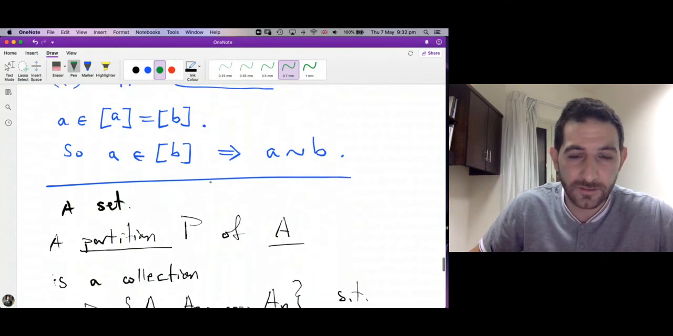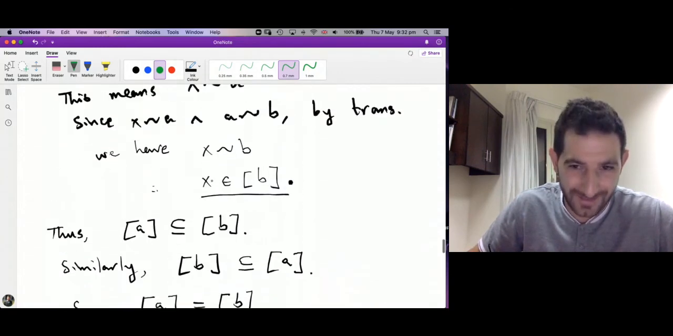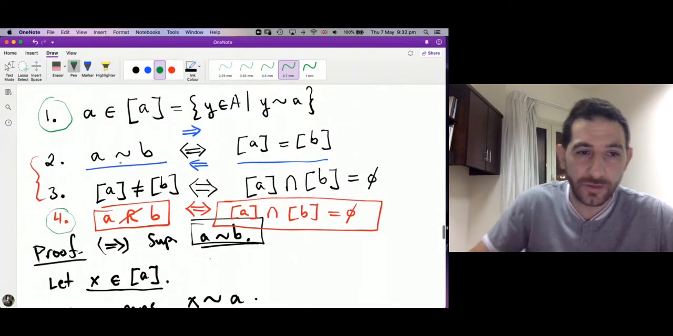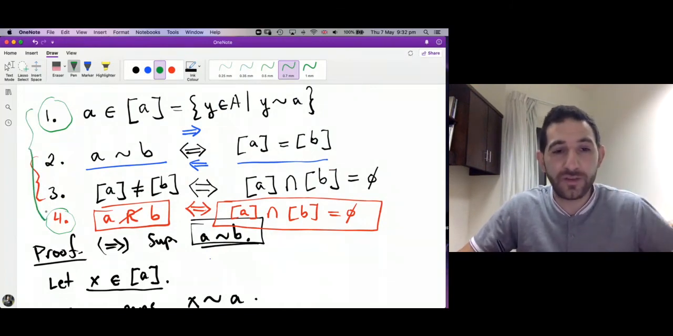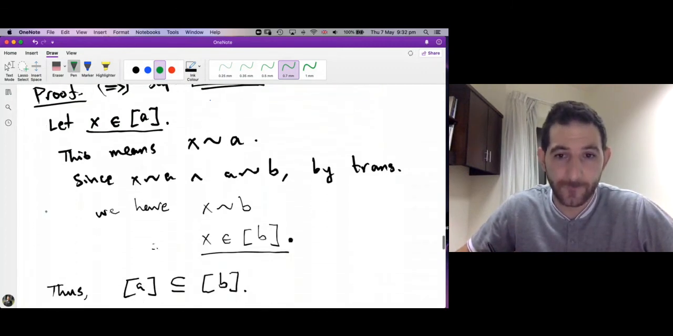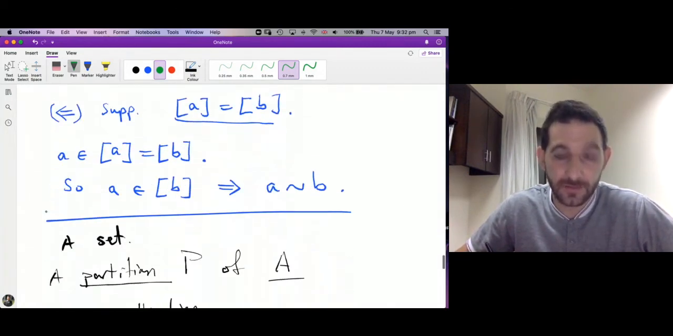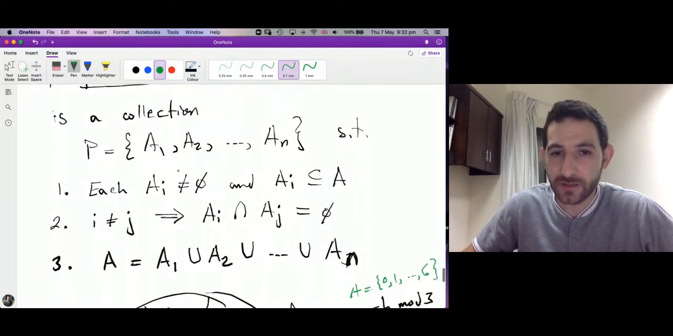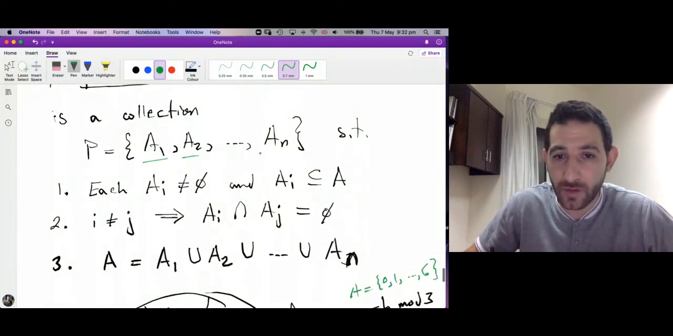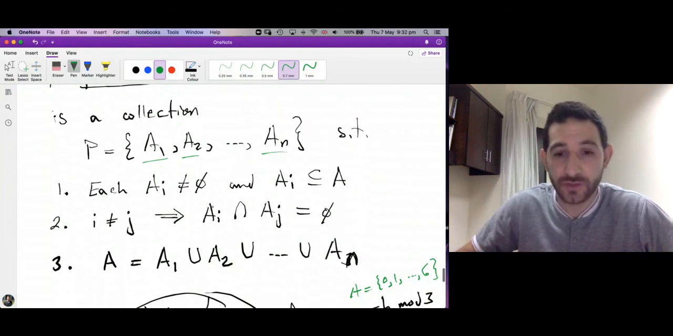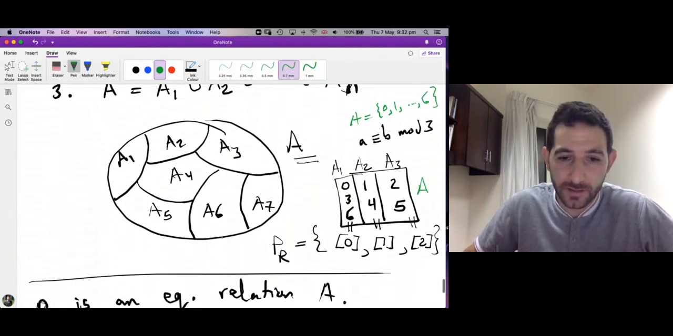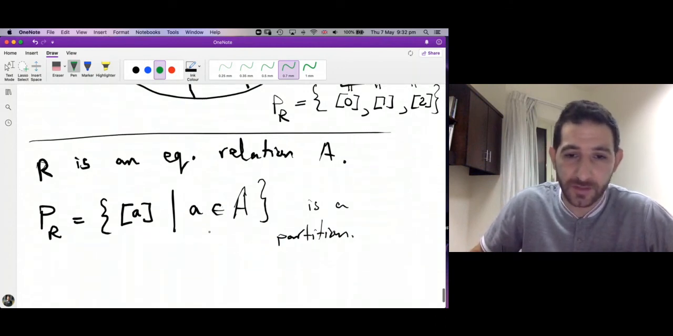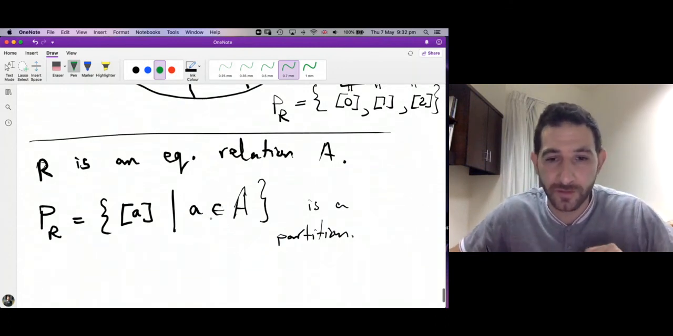Okay, so again, these 4 points show that an equivalence relation induces a partition of the set A. And what is a partition? It's a collection of non-empty pairwise disjoint subsets of A whose union is A. Okay, so you need to see why this is a partition, because of what we proved above.